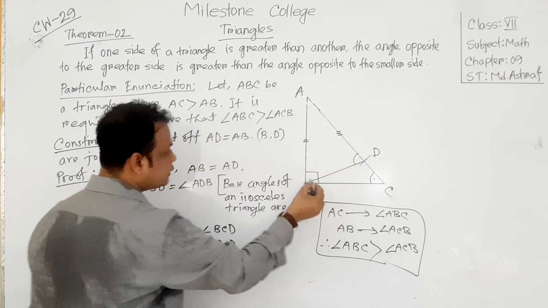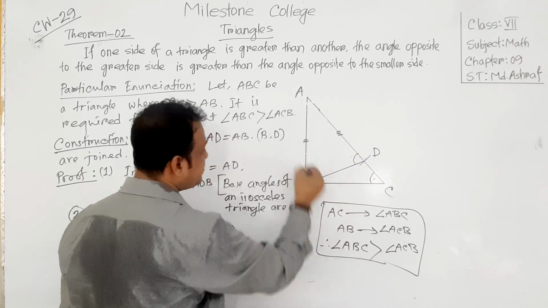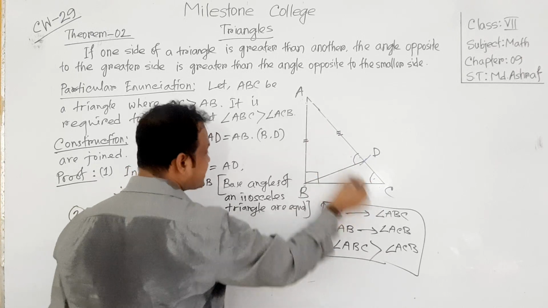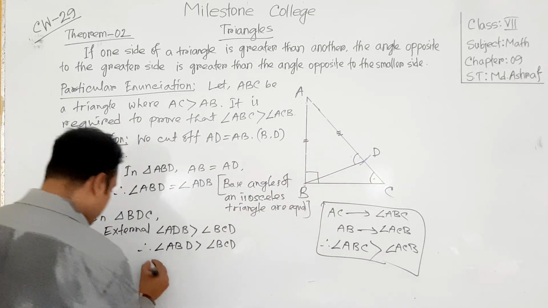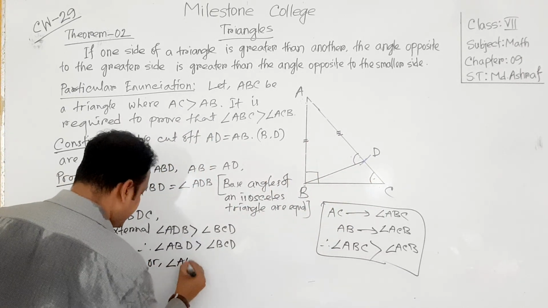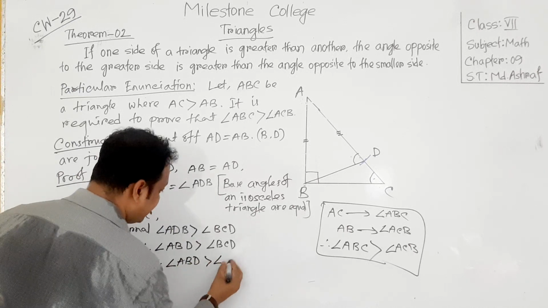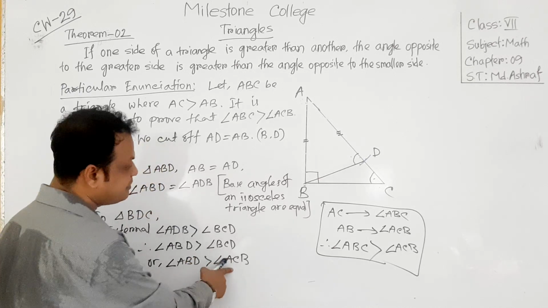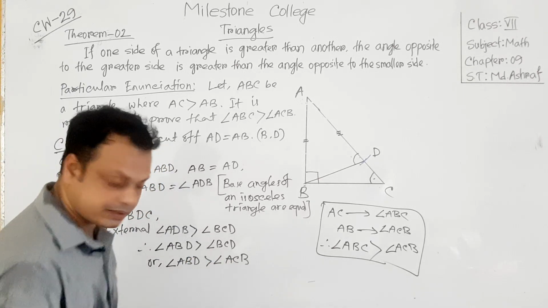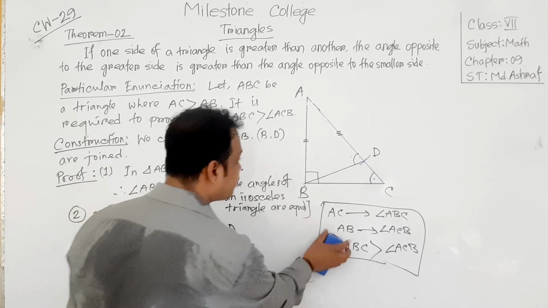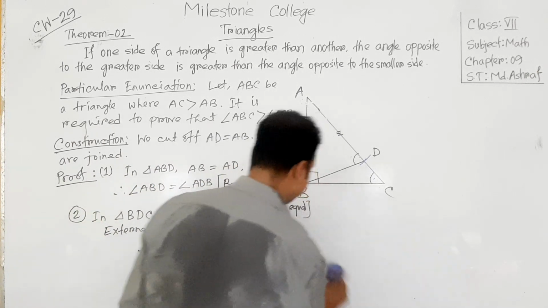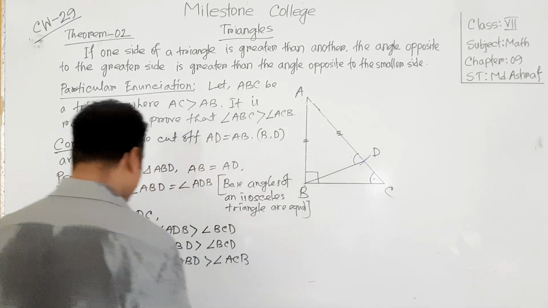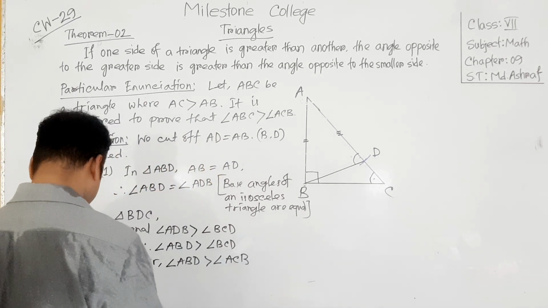ABD greater than BCD, that means ACB. We can write angle ABD greater than angle ACB. BCD or ACB is the same thing, it indicates the same angle. So this is point 2. Now we will write the third point, and here we can give a short side note.